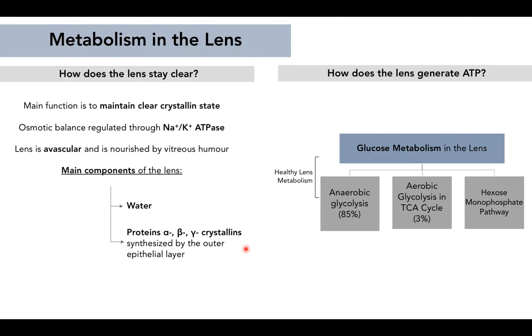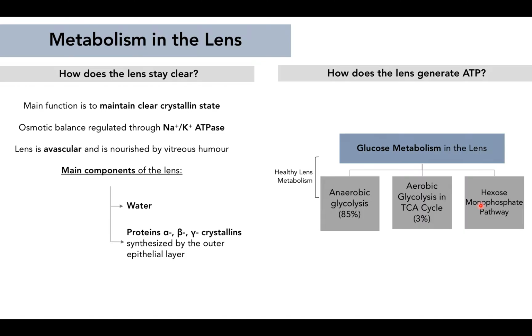Therefore, this leads us to the next question. So how does the lens generate ATP? Now, a healthy lens actually also uses glucose metabolism, but in a healthy lens, we dominantly use anaerobic glycolysis to metabolize glucose, and some of the glucose is also metabolized through the TCA cycle aerobically, and a small percentage is metabolized through the hexose monophosphate pathway.